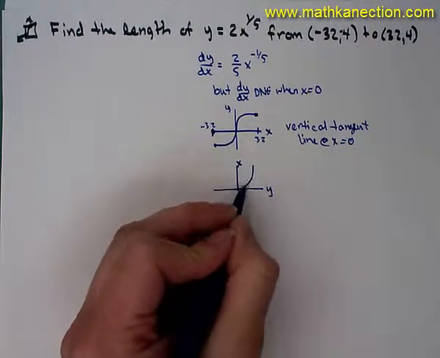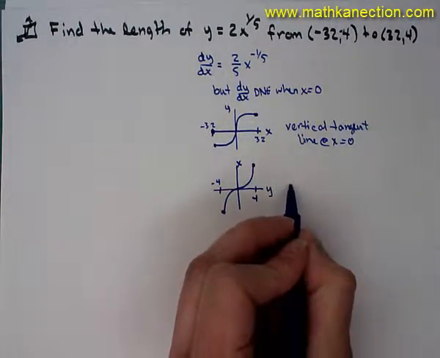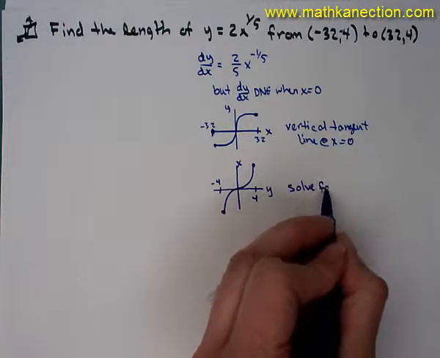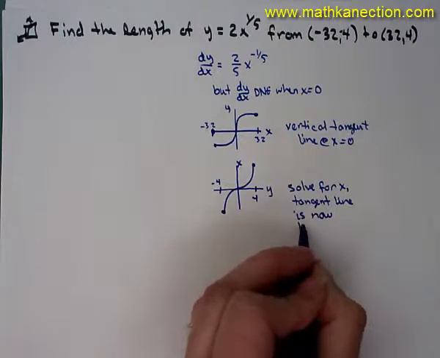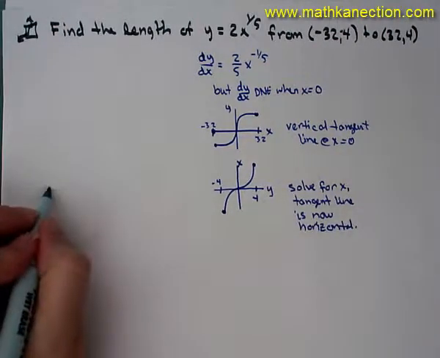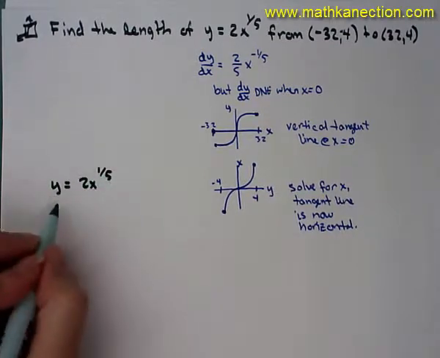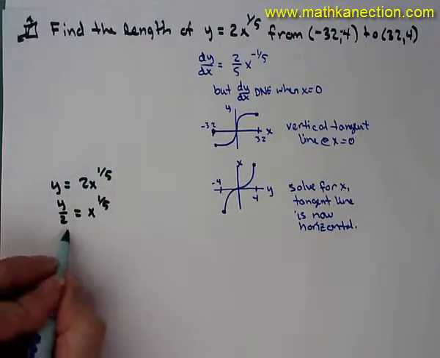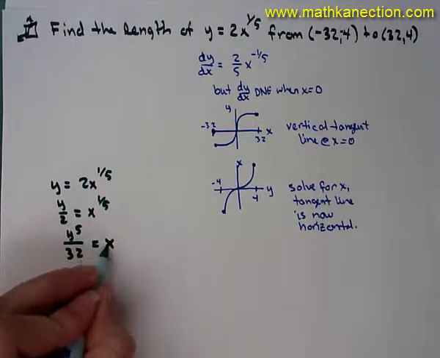So in order to avoid this problem, we're going to go ahead and get the inverse of the function. So we'll switch our x's and y's, and by solving for x then, we're now going to have a tangent line that's horizontal, so we won't have a problem of a vertical tangent line. So solving for x, we get y over 2 is equal to x to the 1/5. Raising to the fifth power on both sides, we get y to the 5th over 32 is equal to x.